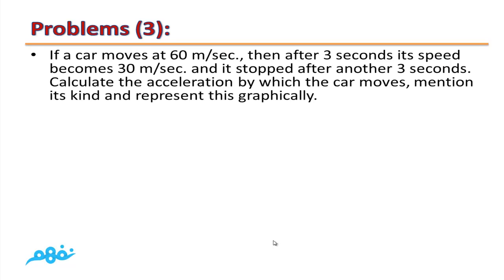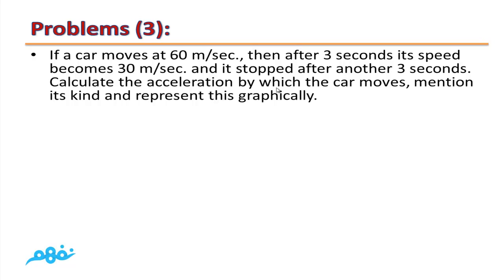The third problem, if a car moves at 60 meters per second, then after 3 seconds its speed becomes 30 meters per second. This means that its speed decreased. And it stopped after another 3 seconds. So it took about 6 seconds to stop. Calculate the acceleration by which the car moves. Mention its kind and represent this graphically.